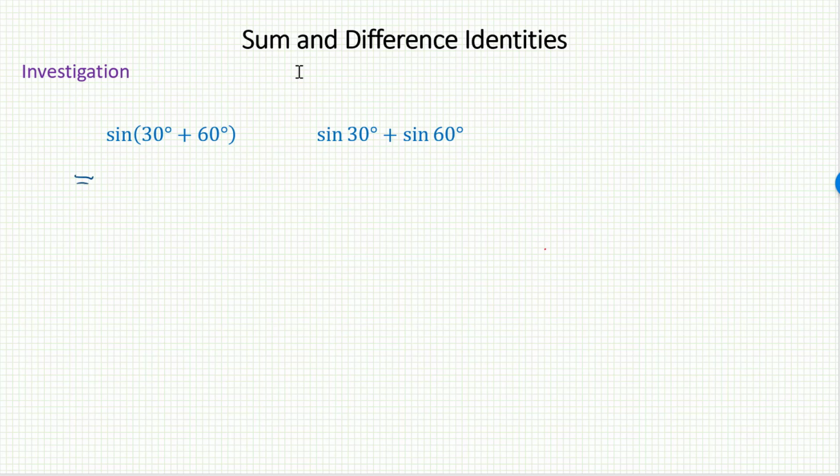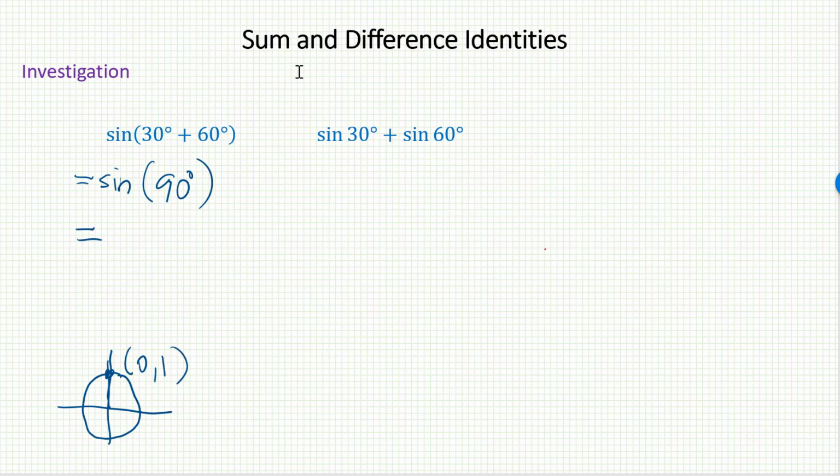For the first one, I can easily work this out because 30 plus 60 is just 90 degrees. And sine of 90 degrees is something we've worked out many times. I can go to the unit circle. Here's 90 degrees. This is the point (0, 1). The sine ratio is the y coordinate, and so this is equal to 1.